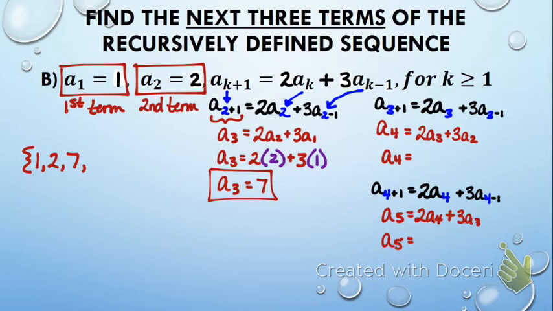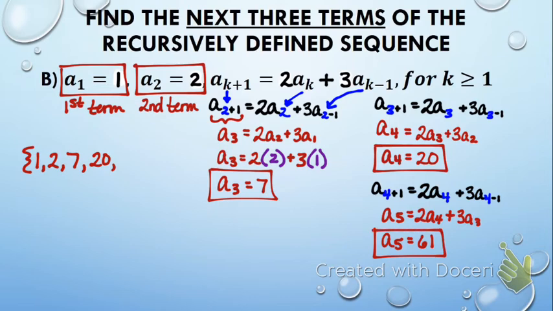What is the fourth term? 20. That is correct. What about the fifth term? 61. Do you guys need to see how I arrived at 20 and 61?